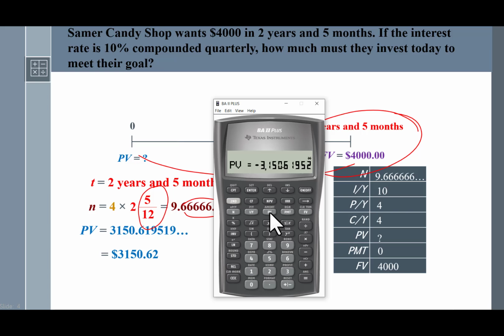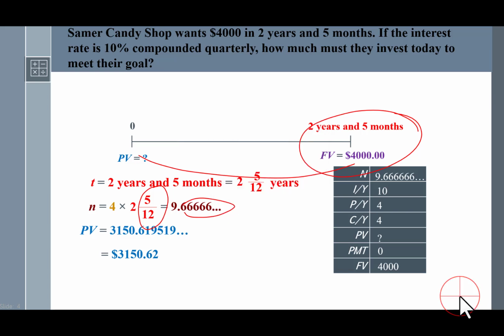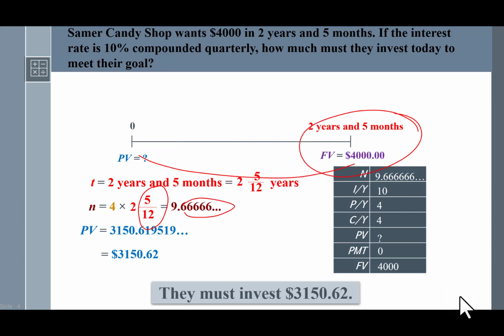3,150.62 after rounding. And you can see that it's negative because it's an investment that the candy shop has to pay in order to get 4,000 in the future. And the answer would be negative in the calculator. So that's the final answer. They must invest 3,150.62.